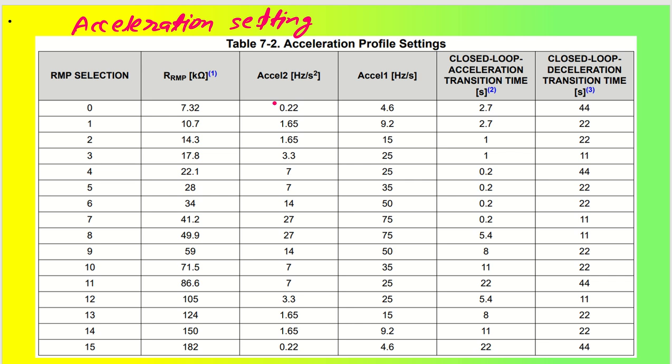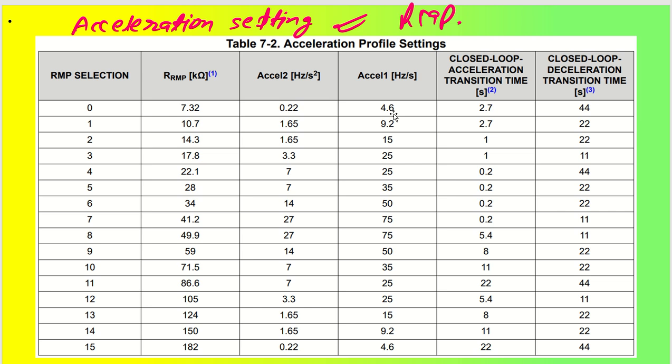Now, as I was talking to you about acceleration setting, that is nothing but your ramp setting. The ramp rate setting will be done by one more resistor, which is called RMP. This RRMP will give you ramp selection codings from 0 to 15. So what will be the acceleration rate? You can see acceleration rate 2 and acceleration rate 1 in hertz per second squared and hertz per second. So this one is per second squared, and this one is per second.